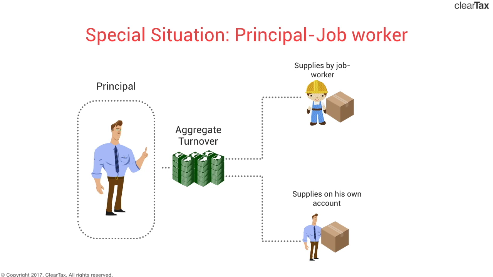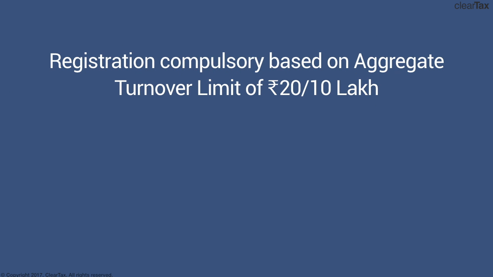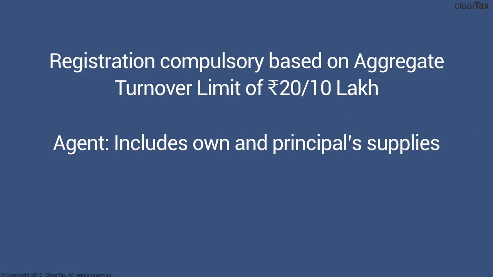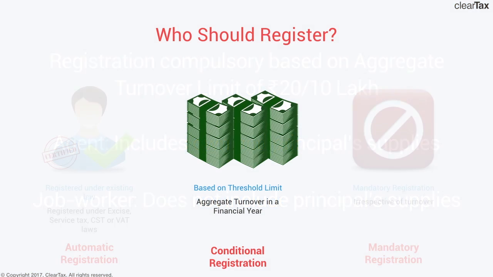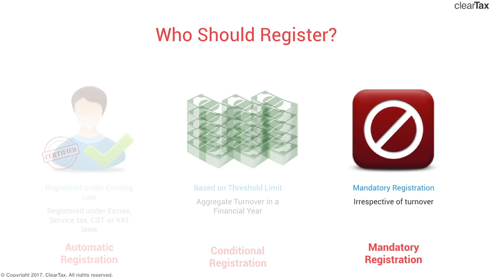So, the points to remember under conditional registration is that the registration is compulsory based on an aggregate turnover limit of 20 or 10 lakhs based on whether the supplier is in rest of India or in the special category of states. While you are considering aggregate turnover, you include the principal supply and your own supply if you are an agent. If you are a job worker, then you do not include the principal supply. The principal will have to include both his supply and the job worker's supply. So these were the provisions relating to conditional registration. In the following few videos, we'll check out the third category of mandatory registration.